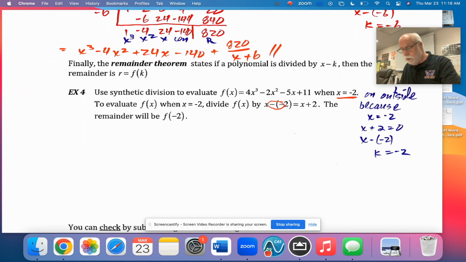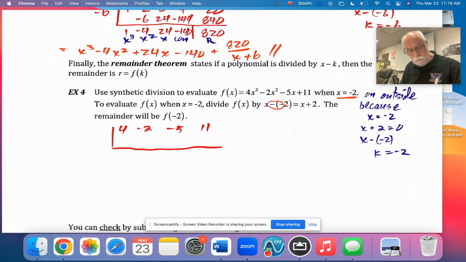So let's do this one more time. On this one here, looks like we don't have anything missing. So we're going to take our coefficients: 4, -2, -5, and 11. And we're going to put our -2 on the outside. And we're going to bring down the first term. So we have -2 times 4, which is -8. We're going to add those. That becomes -10. Oops, I forgot to put my line there.